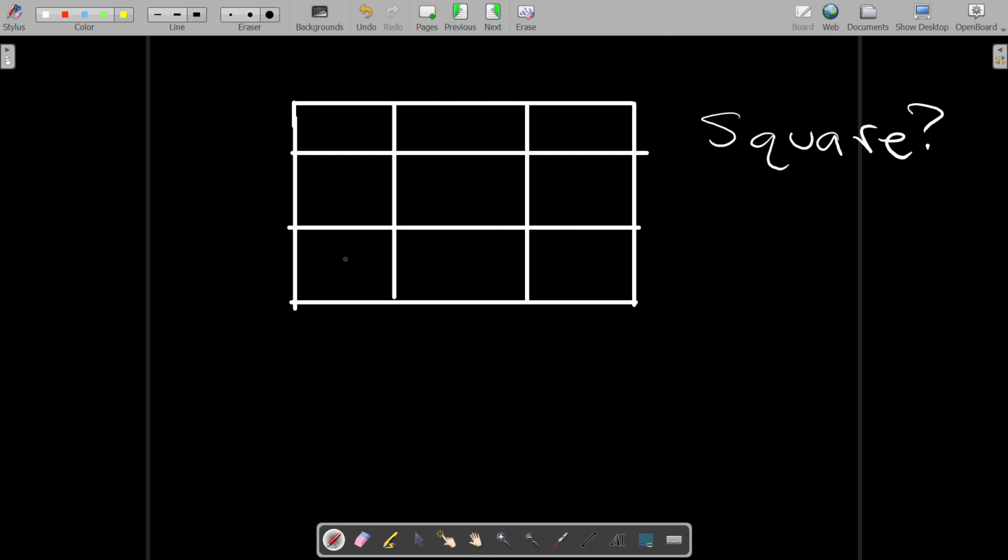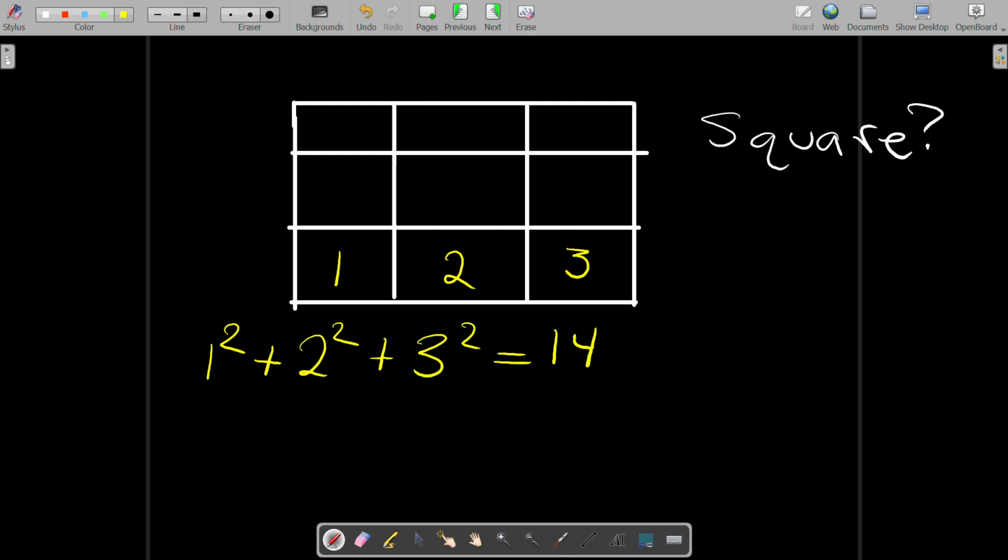So we'll label the amount of columns. So this is one column, this is the second column, and this is the third column. Okay, and now the trick is we do 1 squared plus 2 squared plus 3 squared, and that gives us 14. And that's our answer. So that's how we find how many squares are in the given figure.